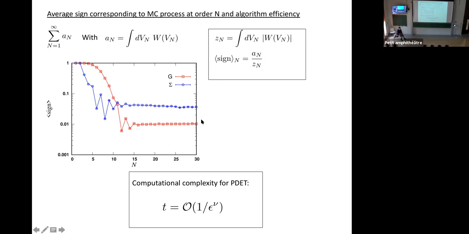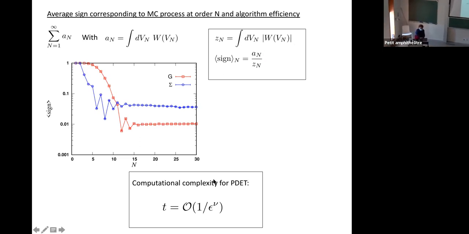And if we analyze the computational complexity that we have in the CDET algorithm, then we will see that the time required to get a particular error, epsilon, where epsilon is the sum of both the statistical error and the systematic error coming from a cutoff, will scale as 1 over epsilon to the power nu, where nu is actually close to 3 in our case.